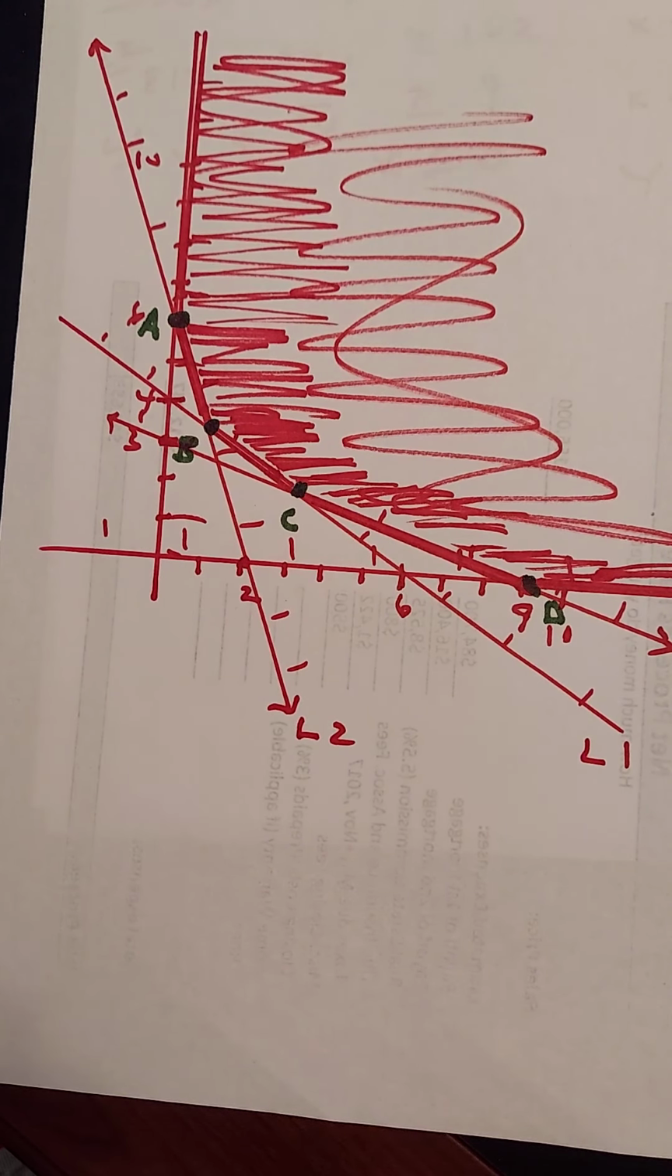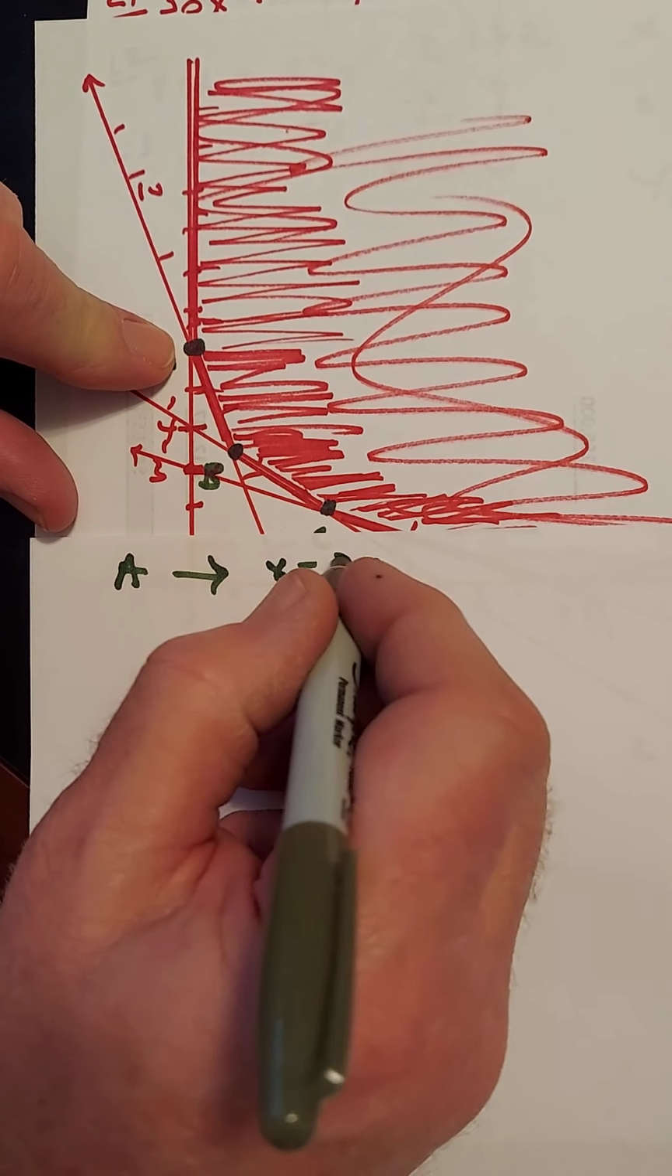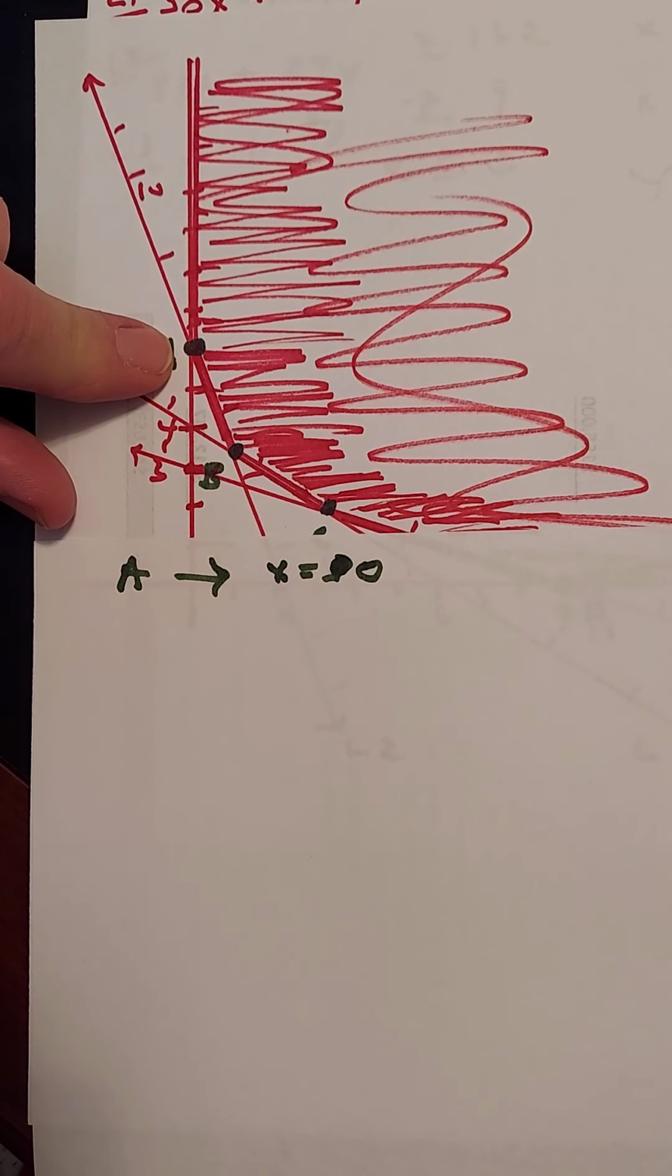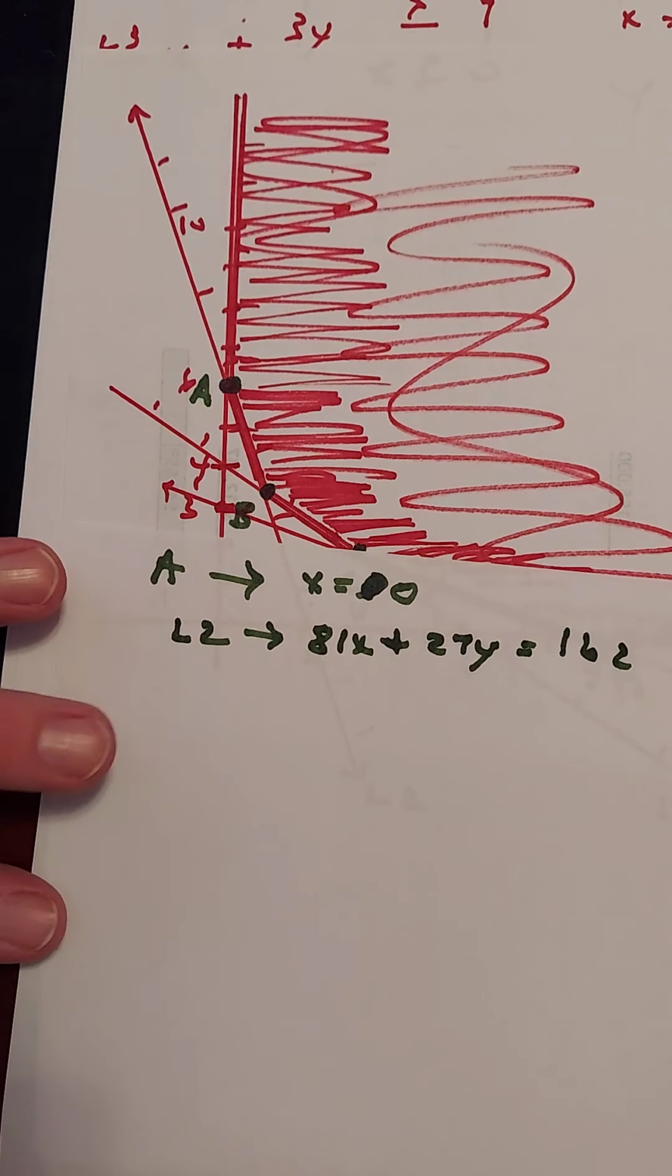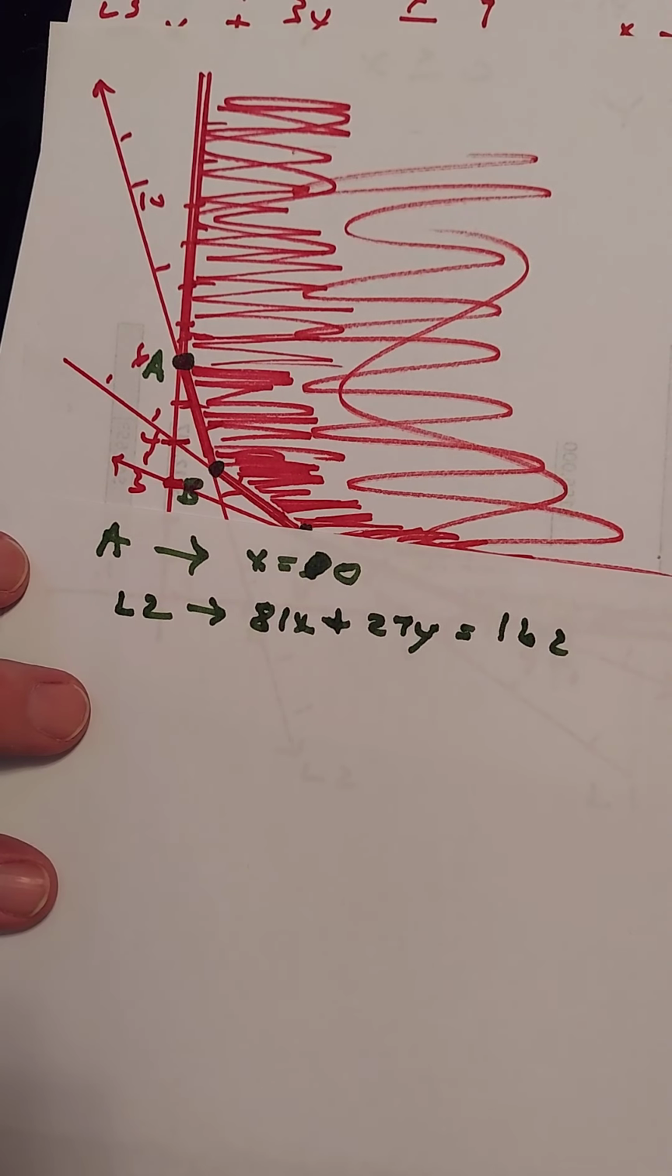we know that it's on the y-axis, so we automatically know that x equals 0. Don't know why I put 3. That makes sense. X equals 0. And it's on this line here. What line was that? That was L2. L2, if I go back to my notes, was 81x plus 27y equals 162. Remember, we're talking about the line, so we don't really use the less than and greater thans.